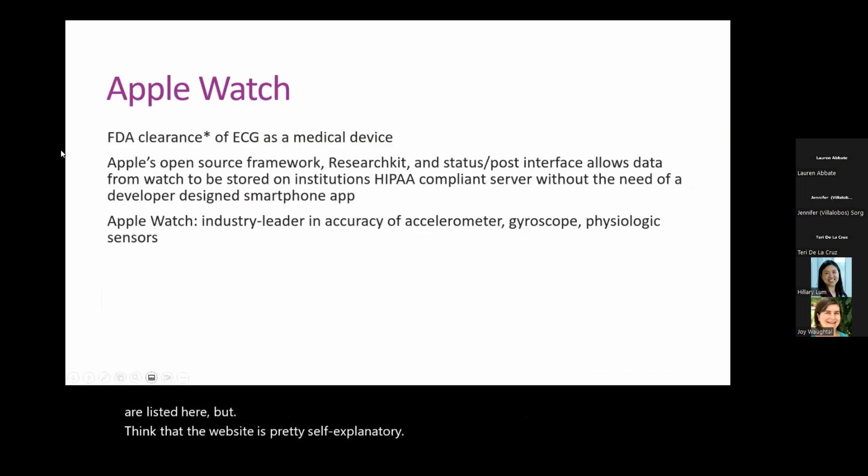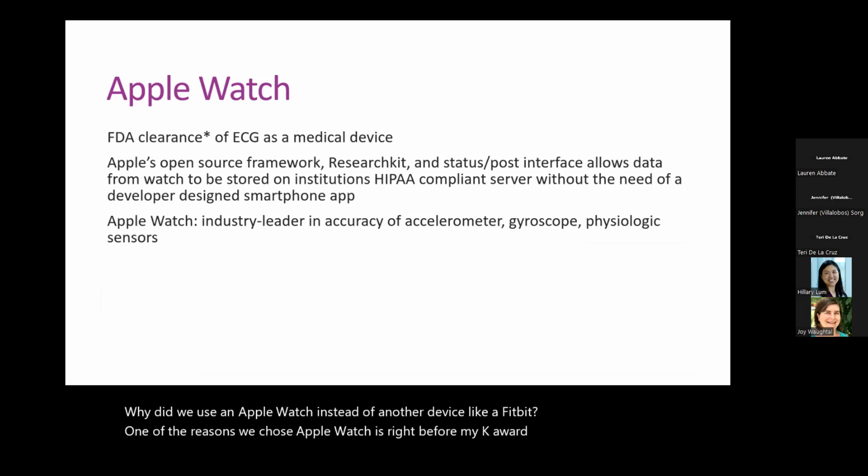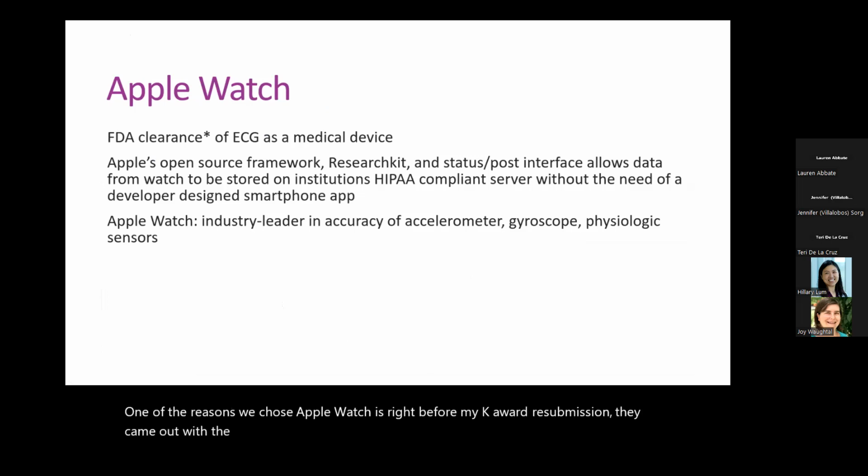Why do we use an Apple Watch instead of another device like a Fitbit? One of the reasons we chose Apple Watch is that right before my K Award resubmission, they came out with fall occurrence detection. That was really important for us. Fitbit did not have that ability at the time.